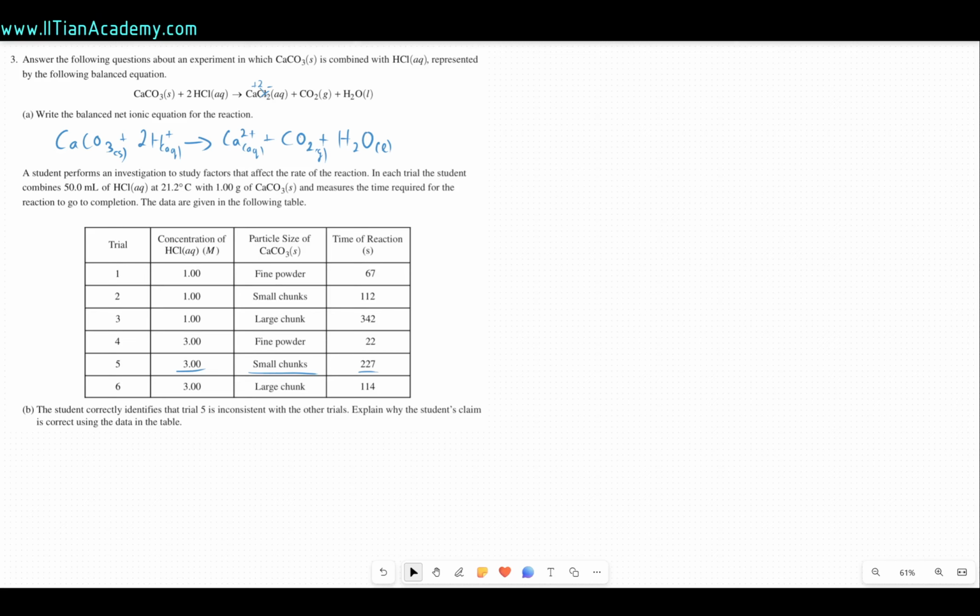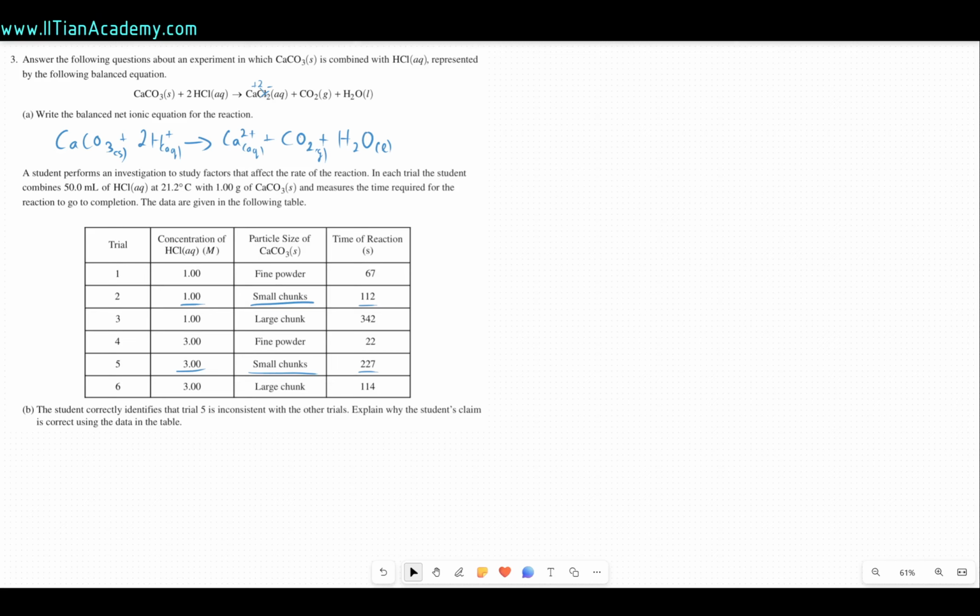So what we can also see from the table is that obviously if we increase the concentration of one of the reactants, then the reaction should speed up, because then we have more particles in a given volume, and therefore more reactions can happen per unit time. However, in trial 2, we also have small chunks. We have a concentration of 1, and we have a shorter time. That is not necessarily possible here.